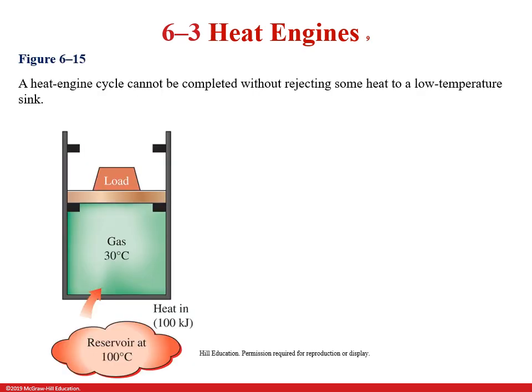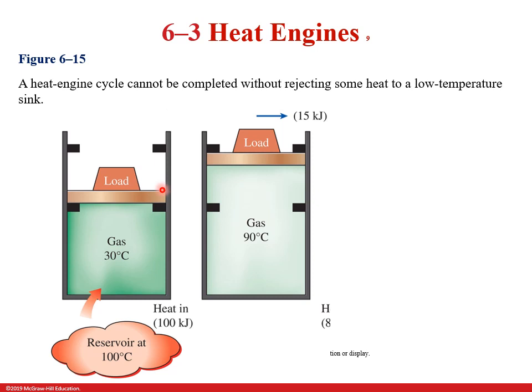Let's look at what a cycle is in a heat engine. Imagine we have a piston with a load on top of it, and it's got some gas trapped in this chamber, and the piston moves between two stops. We first put it in contact with a heat reservoir at 100 degrees C, and it transfers heat to the gas. So we put 100 kilojoules of heat in, and then by lifting this load, we perform 15 kilojoules of work. But now we've got gas at 90 degrees C.